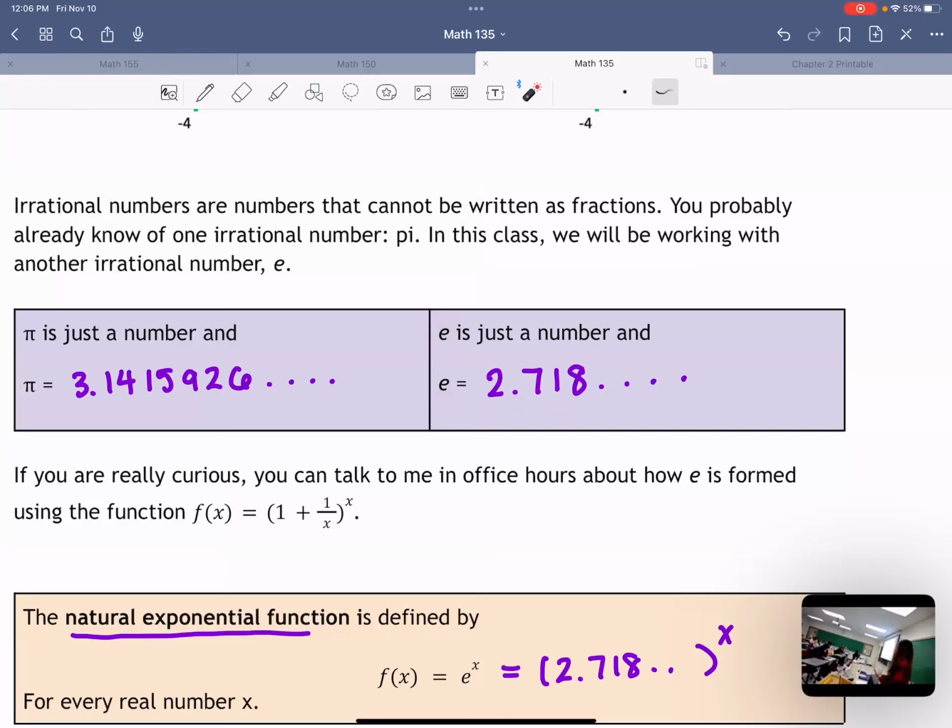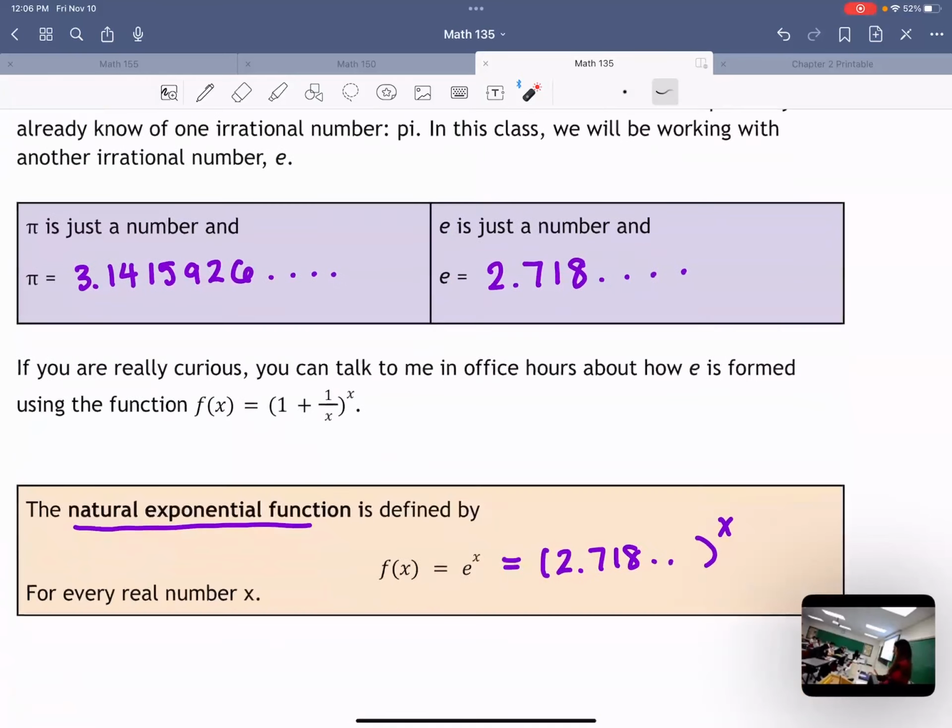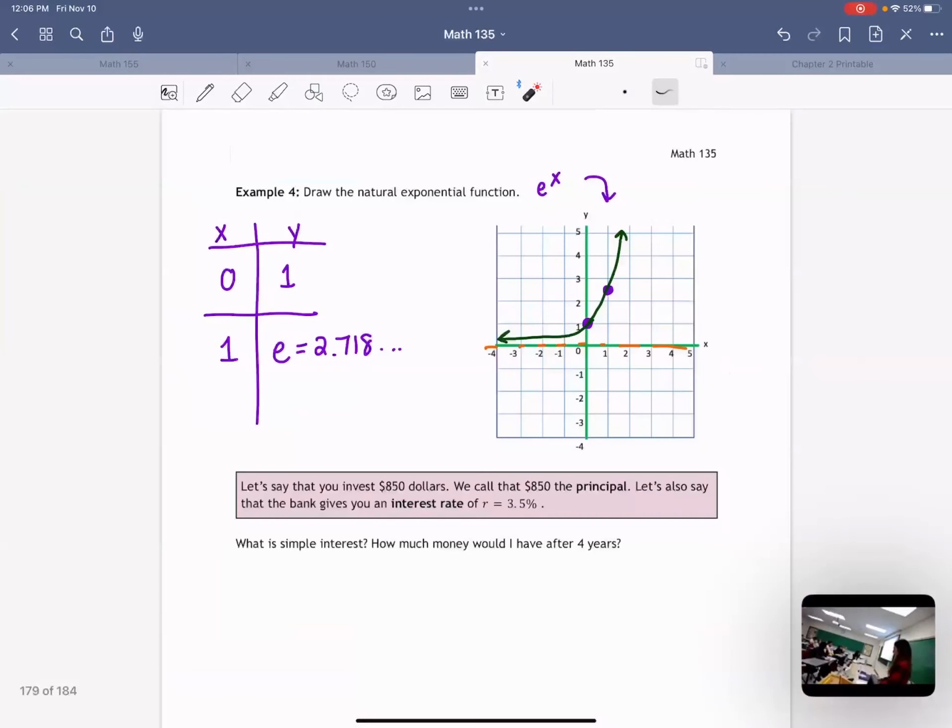I told you I wasn't going to explain how it was created, but if you want to talk to me about that, we can. And the fun thing about e is, well, it defines this function called the natural exponential function, which is just e to the x. Okay, so it's just a special number that gets used a lot, and that's why it's kind of important.